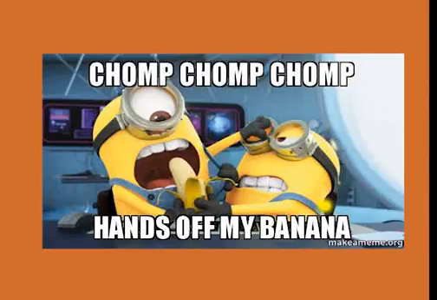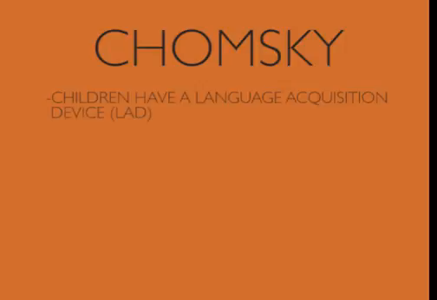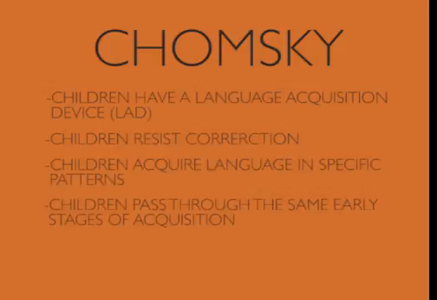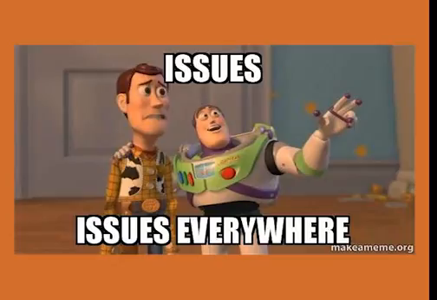The next theorist we're going to look at is Noam Chomsky, who studied the nativist approach. He found that children have a language acquisition device, an innate ability to acquire language. This allows language to be taken in and for grammatical rules to be applied. He said this because children resist correction, children acquire language in specific patterns and pass through the same early stages of language acquisition. There are some issues with Chomsky's theory.